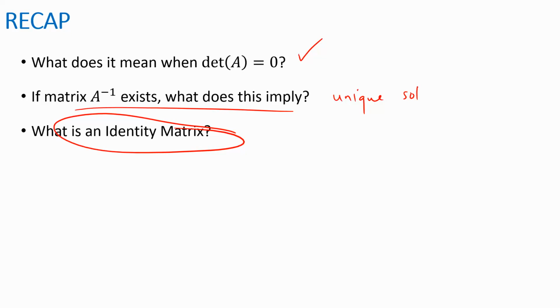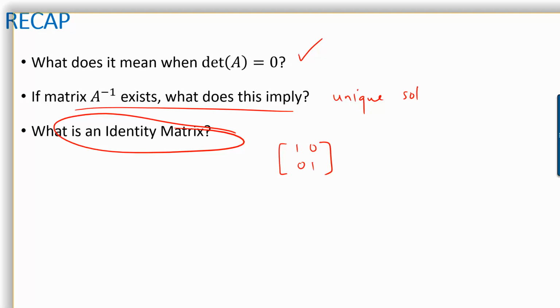And lastly, what is an identity matrix? What is an identity matrix, Darja? Fantastic. It is your 1, 0, 0, 1. This is called your identity matrix. Why is it so important, Shirley? What's the importance of the identity matrix? Fantastic. Whenever you multiply that to any 2 by 2 matrix, in this case, it will be the same.